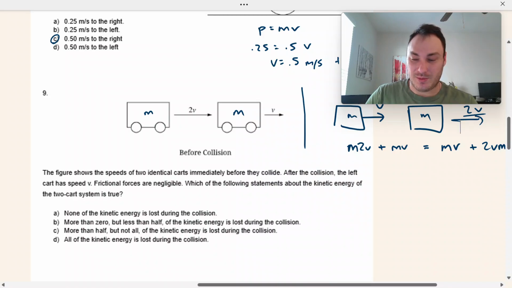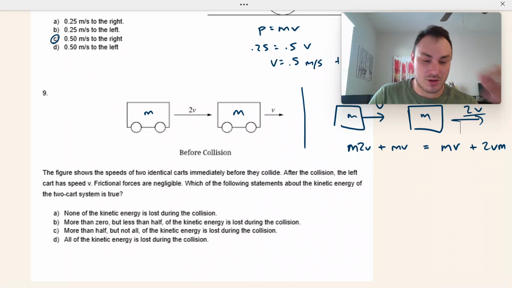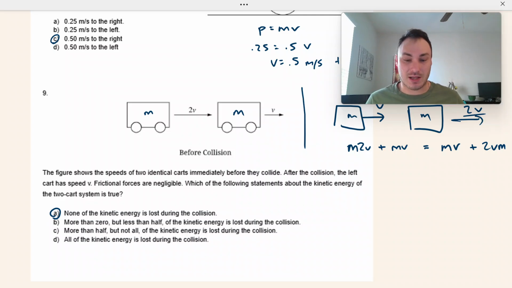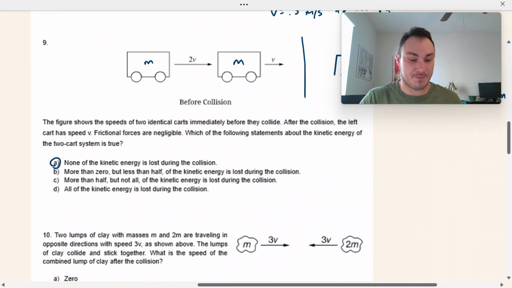So really, nothing much is changing here, which is true of the statements about the kinetic energy of the two-cart system. None of the kinetic energy is lost, it looks like this is perfectly elastic. We have the same amount of mass and the exact same amount of velocity. It's just that we're swapping the carts' velocities, but the total kinetic energy is the same.